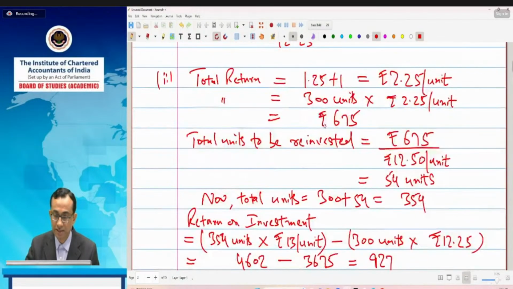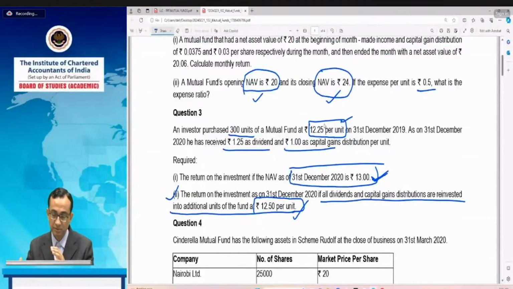So in the second aspect of the question, how have we proceeded? The first part was relatively easy. You have to calculate the return. Simple formula: closing NAV minus opening NAV plus dividend plus capital gain, divided by opening NAV. Now you have to calculate the return on investment on the second part also, but the second part is different. It says that all the dividends will not be distributed. It will be reinvested into additional units. So in that situation, what will be the return on investment?